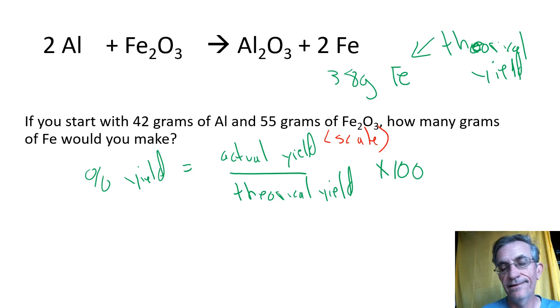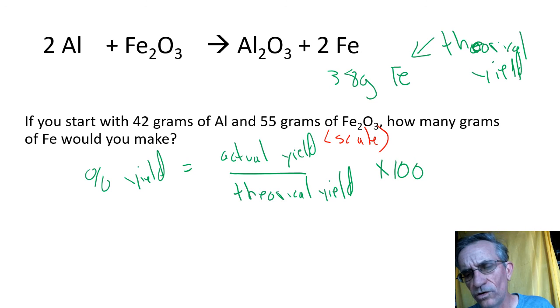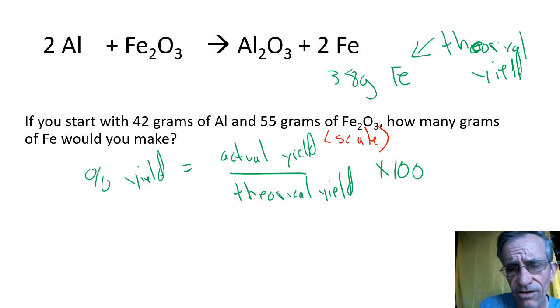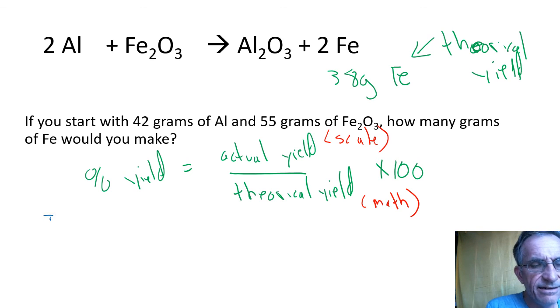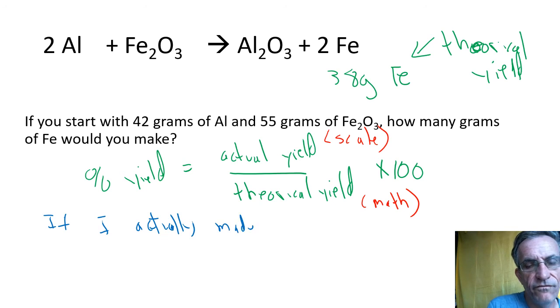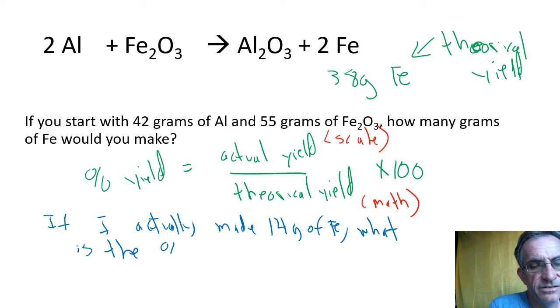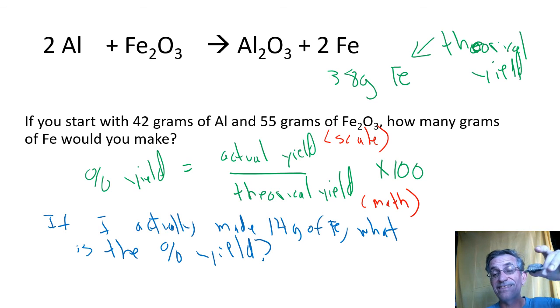What does it weigh? The theoretical yield, that's what we got from the calculations, right? The grams to moles, moles to moles, moles back to grams, lowest answer, all that stuff. So that's from the math. And then you divide the two. So let's just pretend, and this isn't quite right, but let's say I actually made 14 grams of iron. What is the percent yield? So we compare what we really got to what we think we should have gotten.